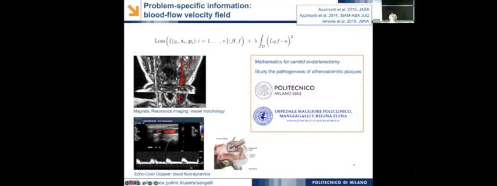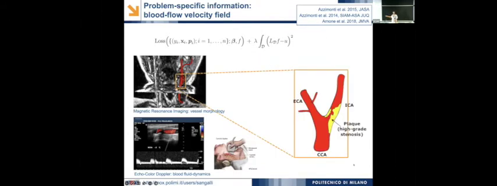Now, to give you an idea of how powerful and versatile this idea is, I will briefly discuss a couple of applications. The first comes from the project Mathematics for Carotid Endarterectomy. It's a project that involved Politecnico di Milano together with Ospedale Maggiore Policlinico, the main hospital in Milano, to study the pathogenesis of atherosclerosis plaque, and in particular to investigate how the blood flow dynamics and the morphology of the vessel influence the onset and the progression of the plaque. Atherosclerosis is one leading cause of death in developed countries, as you know. Now, the data that we have are the patient-specific reconstruction of the common carotid artery obtained from magnetic resonance imaging.